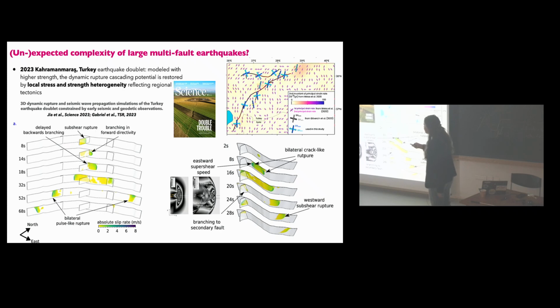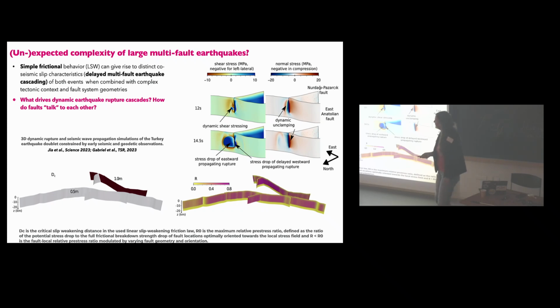So some of the complexities include the delayed backward branching or the unilateral supershear rupture of the second earthquake. So as I just said, simple frictional behavior can give rise to distinct co-seismic slip characteristics, so the delayed multi-fault earthquake cascading of both events when combined with these complex tectonics and fault system geometries. For example, the mechanism of this delayed backward propagation due to dynamic unclamping at this intersection.